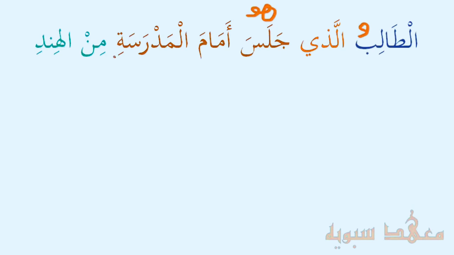This whole structure is a sifa or na'at, whichever word you like to use for the adjective. This is describing at-talib, and this is not the khabar. If, for example, we were to remove this last part, because the khabar would be somewhere here, and we'll explain about the khabar, where it is. But if, say, min al-Hind was not there, and it was just at-talibu alladhi jalasa amam al-madrasa, then actually alladhi would be the khabar in this case.